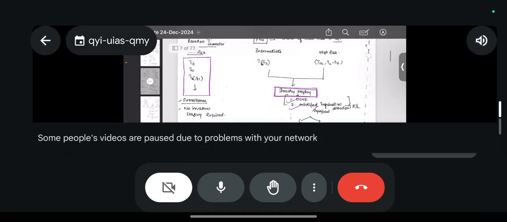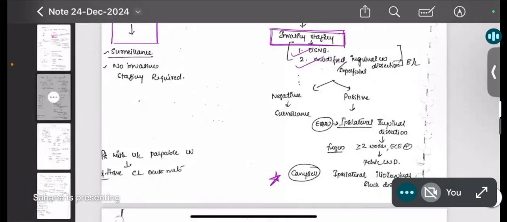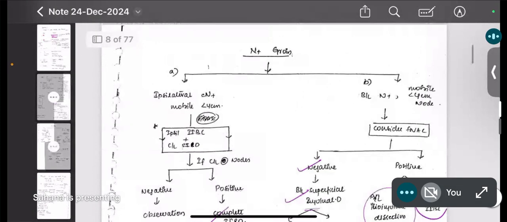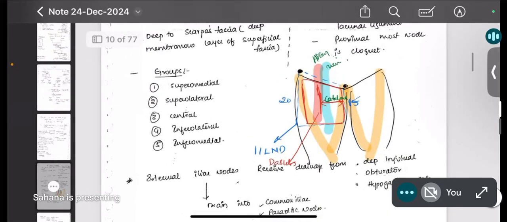So these are the options that you have. Dynamic SLNB, modified template. In modified, I will first see what the templates are. Just one diagram I have here. So the yellow color laterally is the sartorius. The medial one is the adductor longus. So these are the two muscles that you have to remember. The two vessels will be femoral artery and femoral vein.